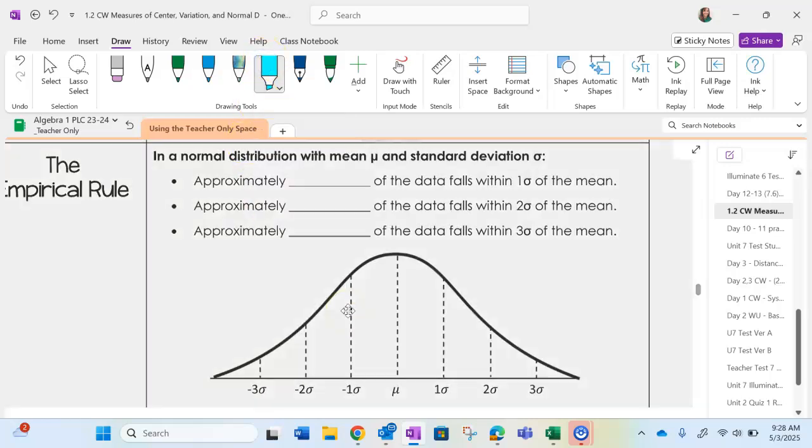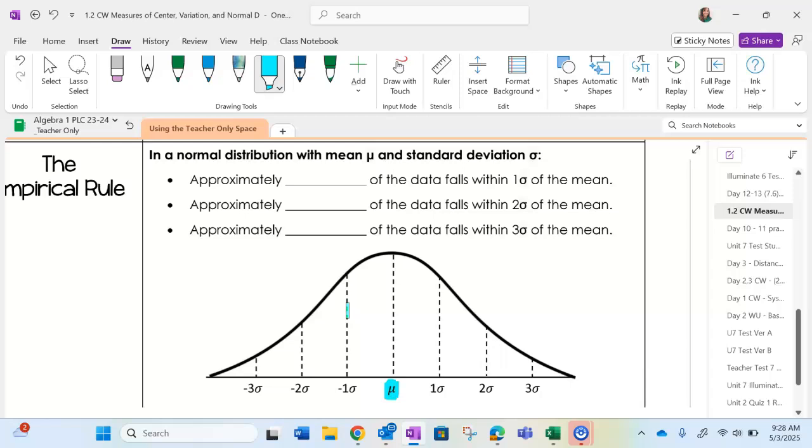There we go. Here we go. That's the mean, right in the middle. And then what we do is from the mean to the positive and to the negative is a standard deviation. Okay? So going from the mean to the next dash line, this is 1 standard deviation. And then 2 standard deviations from the mean. And then 3 standard deviations from the mean.